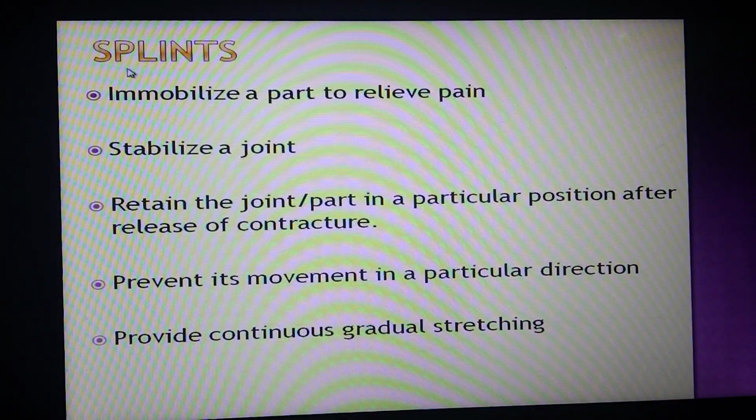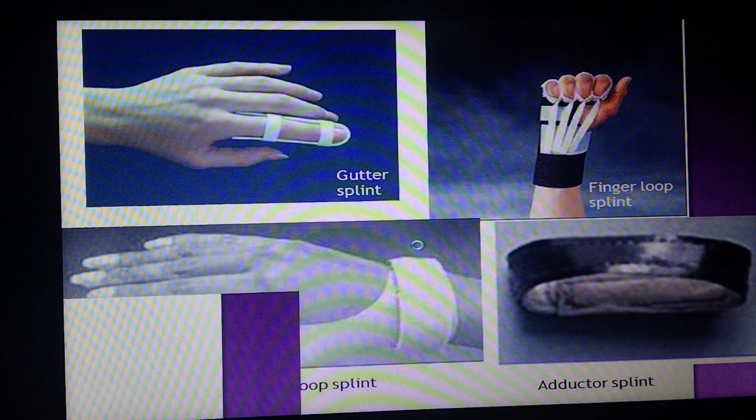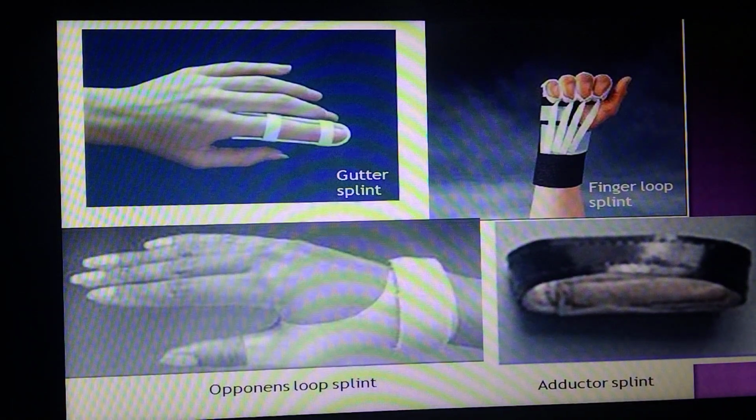The next we have is splints in the case of leprosy. Splints immobilize a part to relieve pain, stabilize a joint, retain the joint or part in a particular position after release of contracture, prevent its movement in a particular direction, and provide continuous gradual stretching. This is what you can see.